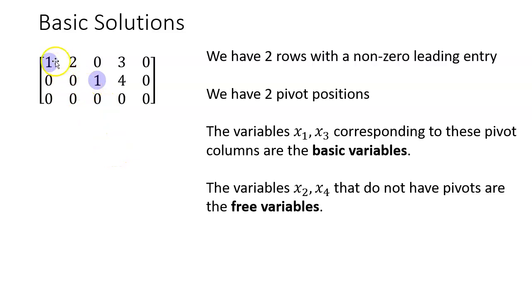Now the variables corresponding to those columns, in this case x1 and x3, we call basic variables. So the variables corresponding with pivot positions are called basic variables. And then the other variables, x2 and x4 in this case, are called free variables because they are free to be whatever they want to be, basically. And then x1 and x3 are determined based on the values of x2 and x4.